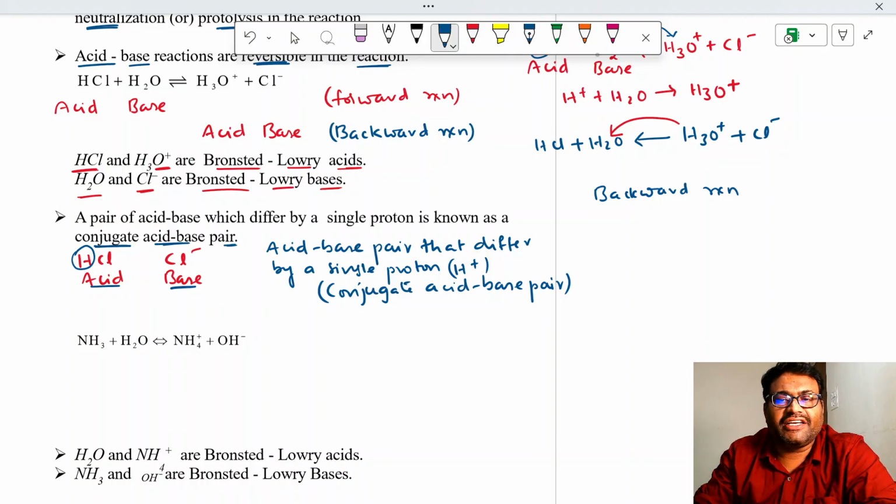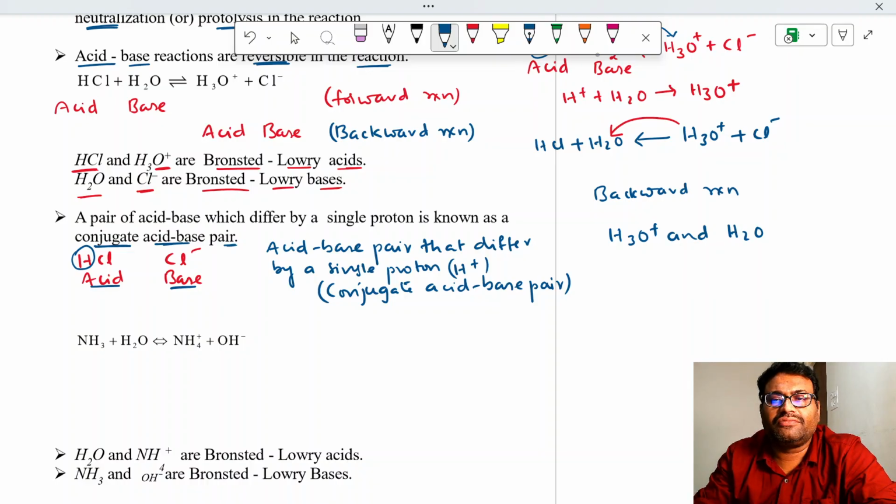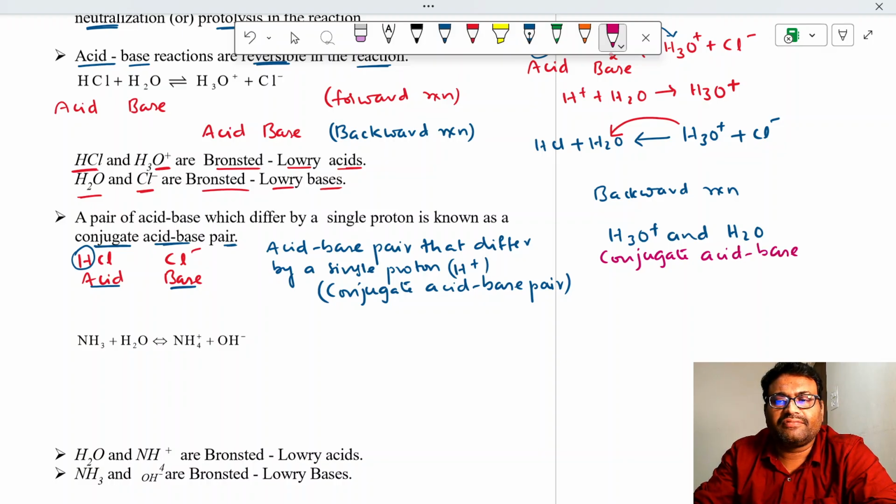Let us take another example. Here you are also finding H3O plus and H2O. What are these two? They are differing by a proton. So I can write them as what? Conjugate acid base pair. H3O plus and H2O are conjugate acid base pair.